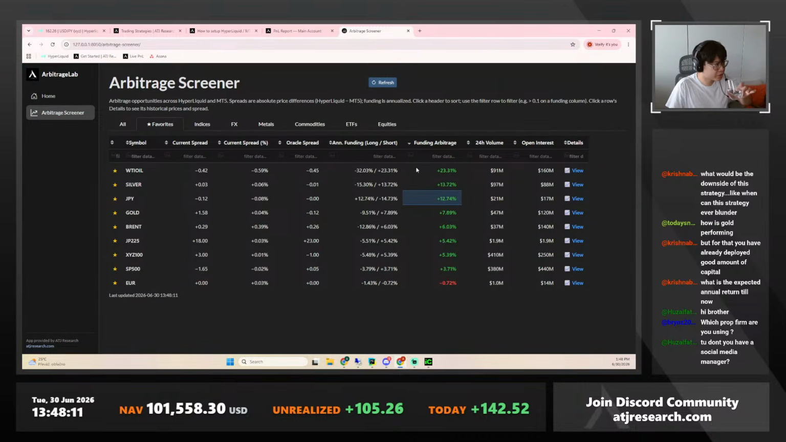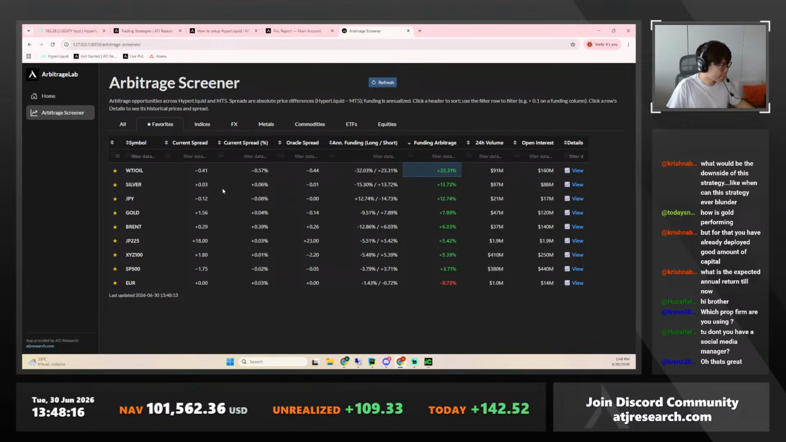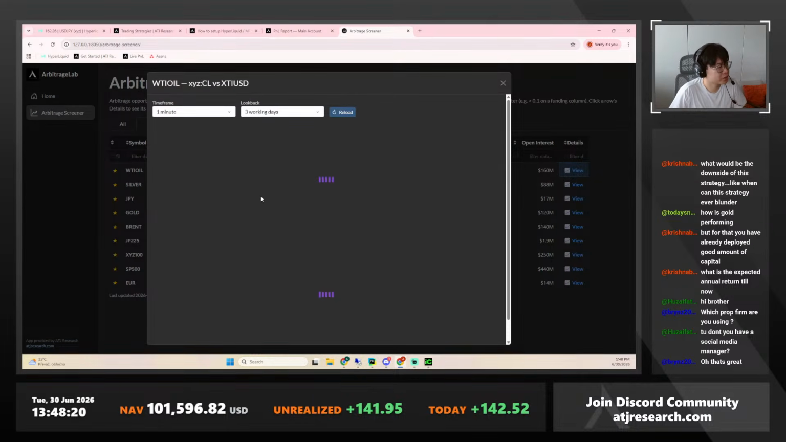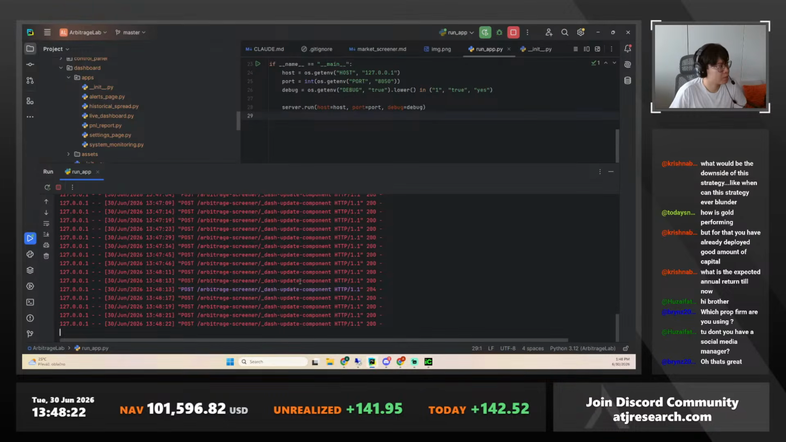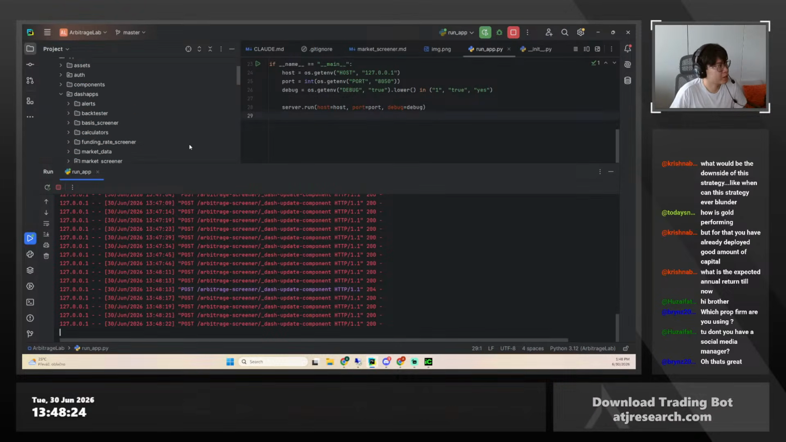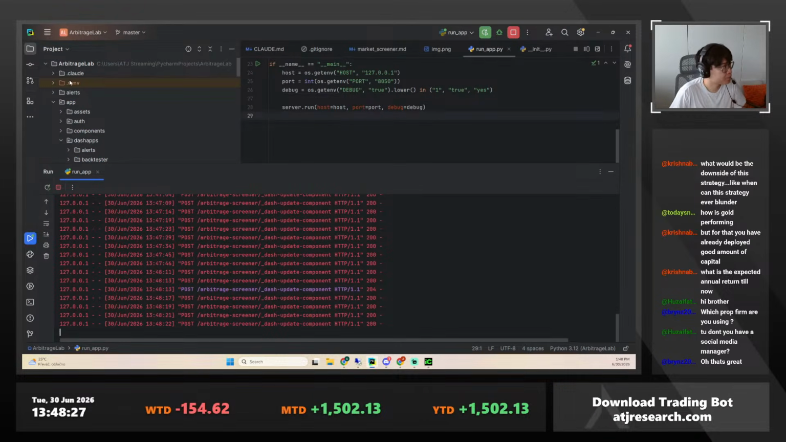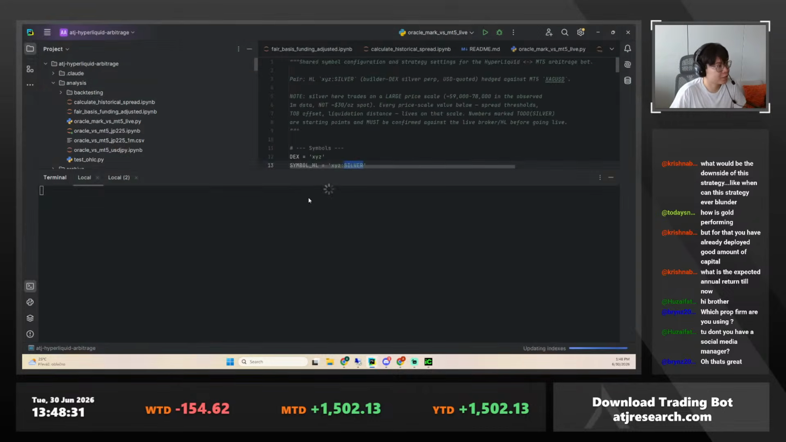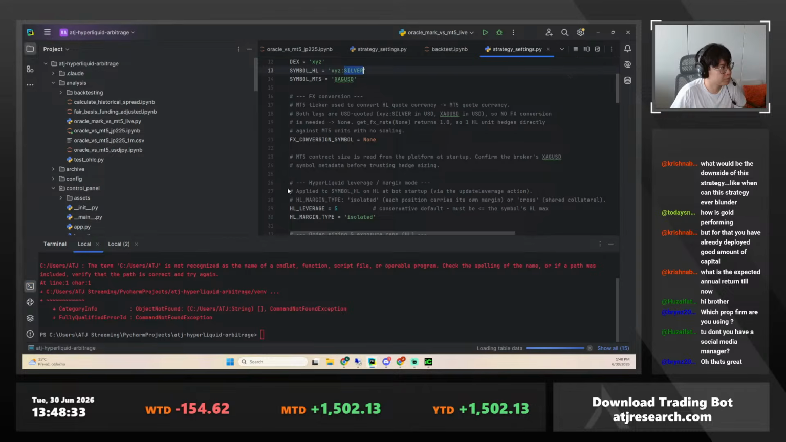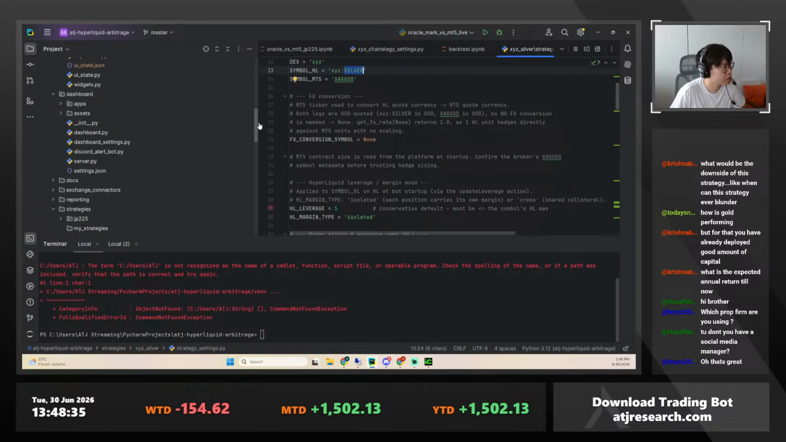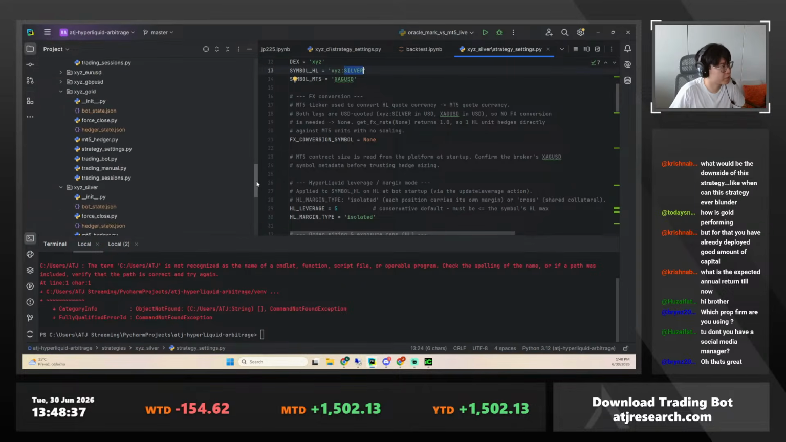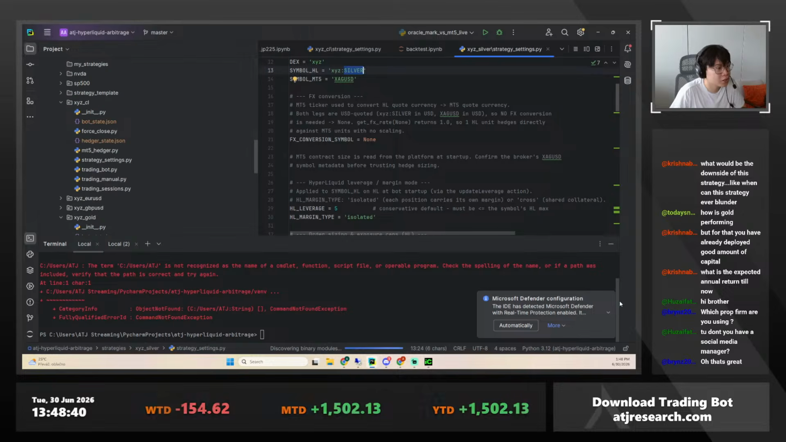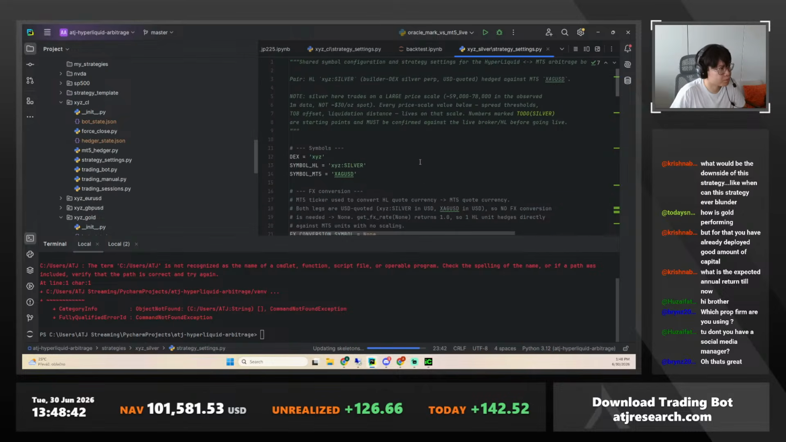Okay, so here's our arbitrage screener, and we have crude oil here, and I'm interested to trade this asset. So now let's try to turn on our crude oil strategy. Let me open my recent project. By the way, if you're subscribed to membership, you can download it and try my dashboards, control panel, and strategy bots yourself. So feel free to try it out.